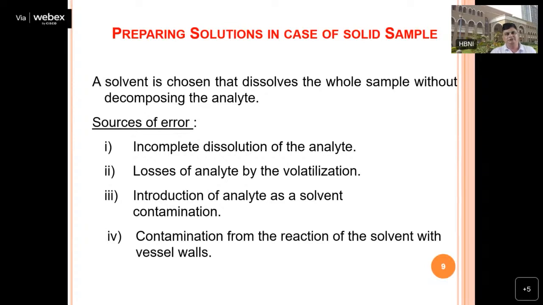For that, you have to choose a solvent. And generally, what we prefer is complete digestion. That is what is written there: the solvent is chosen that dissolves the whole sample without decomposing the analyte. So that is called complete digestion.